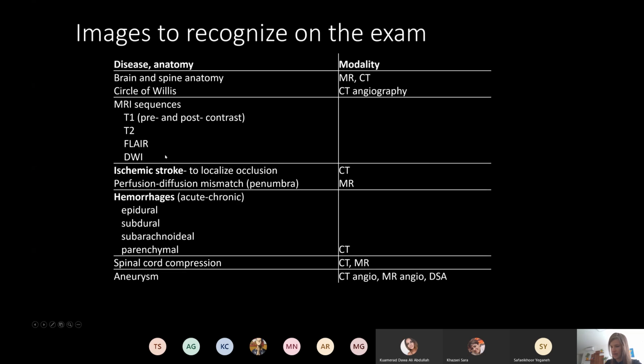imaging. Then, in the case of ischemic stroke, if they show you a CT scan with an area of stroke, you need to know which large vessel is occluded. Then you need to know about perfusion-diffusion mismatch and the penumbra. Then you need to differentiate between these 4 types of brain hemorrhages: epidural, subdural, subarachnoidal, and parenchymal. You need to recognize spinal cord compression on CT and MR scans, and you need to recognize an aneurysm. Probably they're going to show you a big one, not a small one.